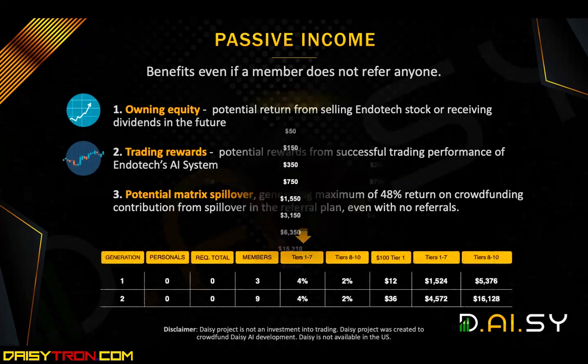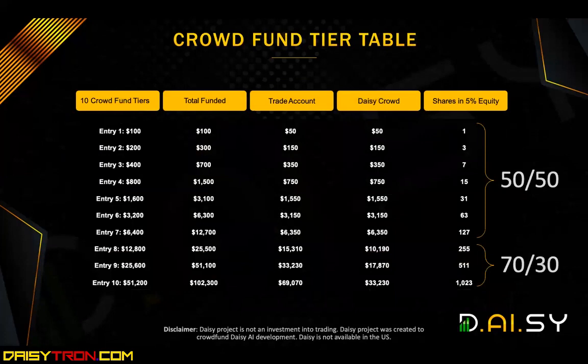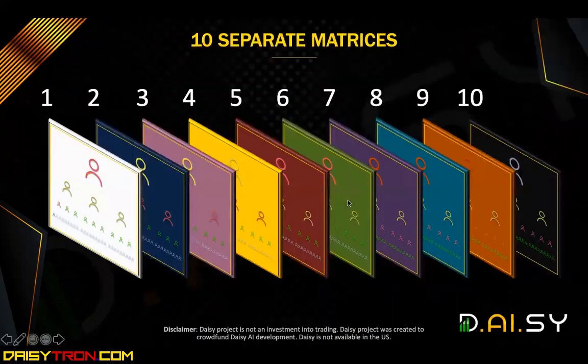Okay. Now, it's important to know each of the different crowdfunding tiers. It starts with entry tier 1 at $100, and then entry tier 2, which is an additional $200, which means total funded would have been $300, as you can see on the screen here. Entry 3 would be $400 additional, which would mean if you've gone up to entry tier 3, you will have contributed a total of $700, and so on and so forth. There are 10 different crowdfunding tier entries, which can come to a total of $102,300.